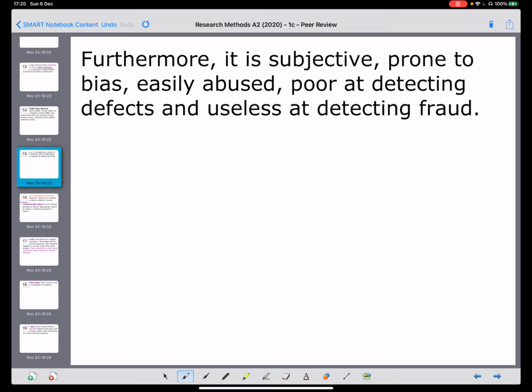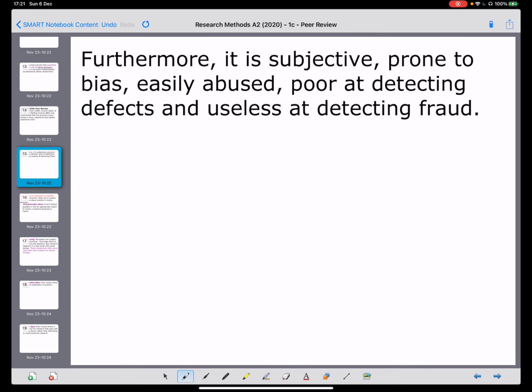He says poor at detecting defects and useless at detecting fraud. And I suppose we do have examples like The Lancet, which quickly went to publication talking about how immunization jabs potentially lead to autism and how they published that. And actually, that whole concept has been refuted, and that took absolute decades to sort out. And even now, people are worried about the vaccine trials because of this misconception about vaccinations and things like that.